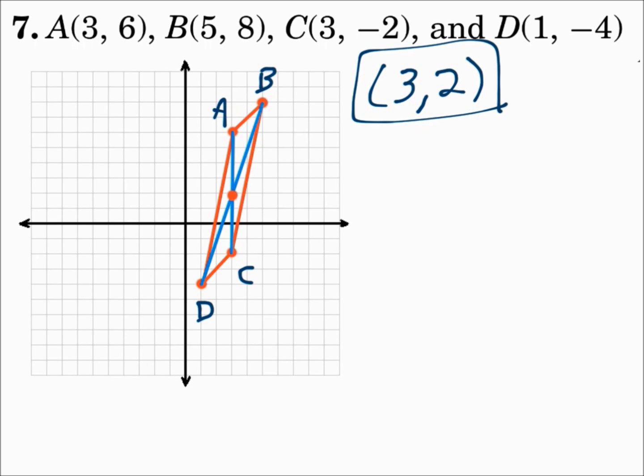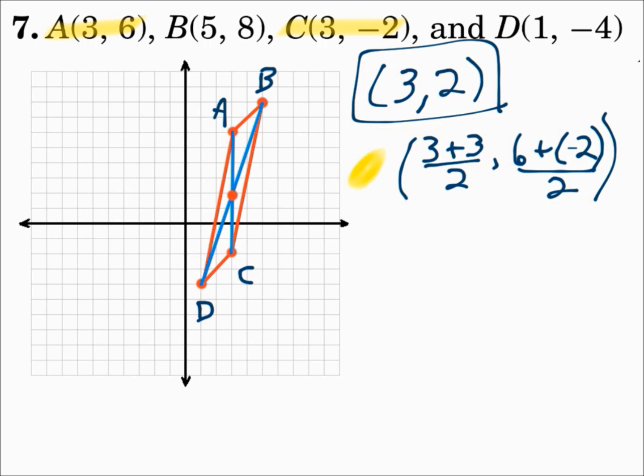According to the graph, it looks like it's on the coordinates 3, 2. Now let's use the midpoint of each diagonal to make sure. For diagonal AC, let's use those coordinates to find the midpoint. X plus x divided by 2, y plus y divided by 2. That gives you the coordinates 3, 2. So it works out for that diagonal.